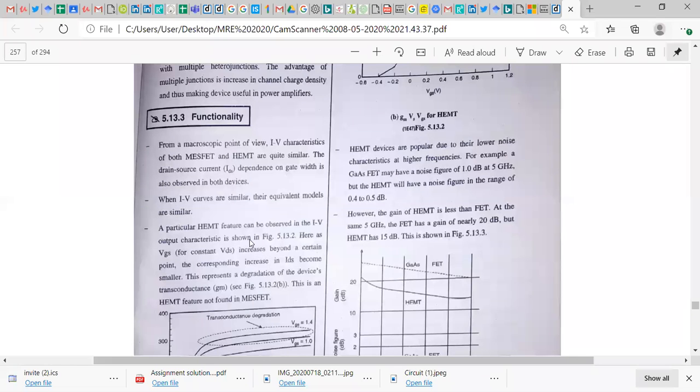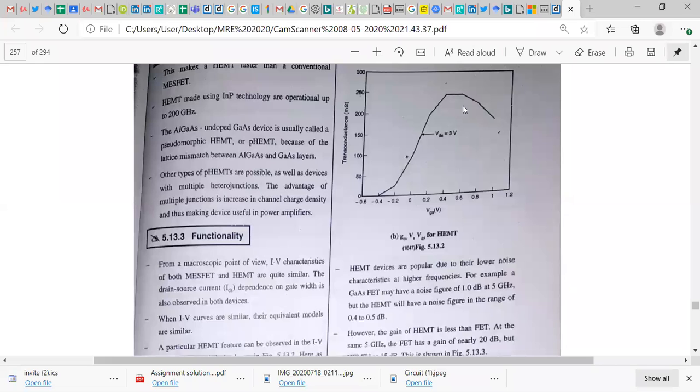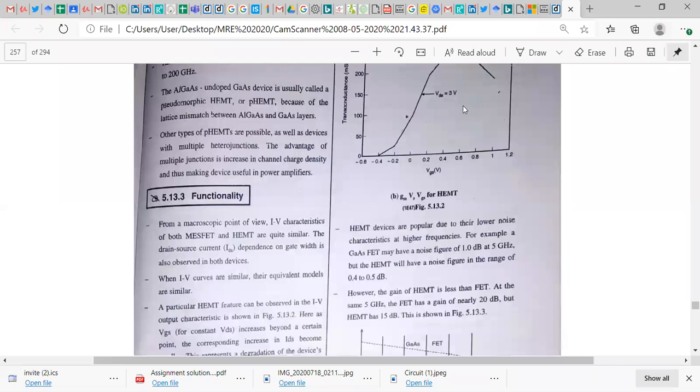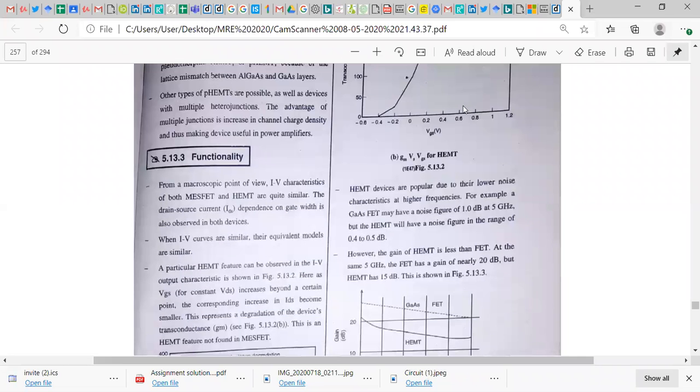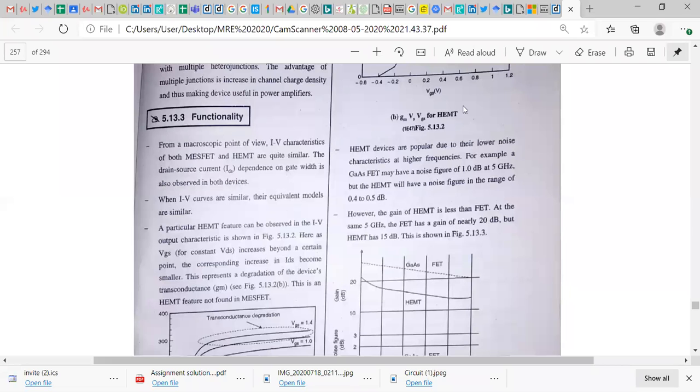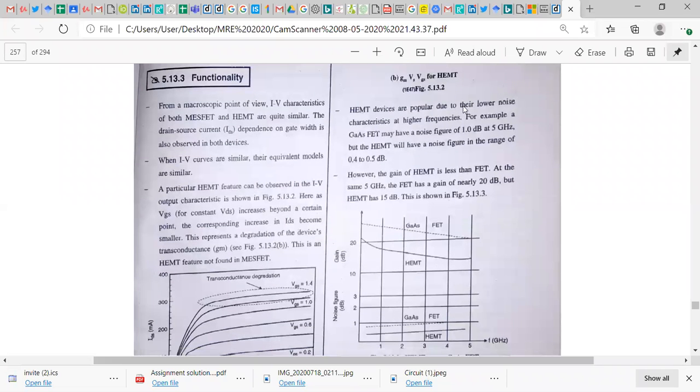Like in BJT, we have the Q point. In BJT, Q point defines the quality of operation of the transistor. In FET, we use transconductance as the measure of quality of function. The transconductance of HEMT is higher than FET.